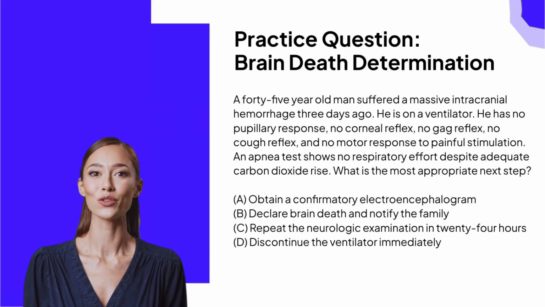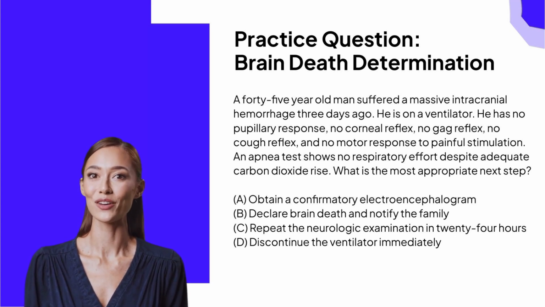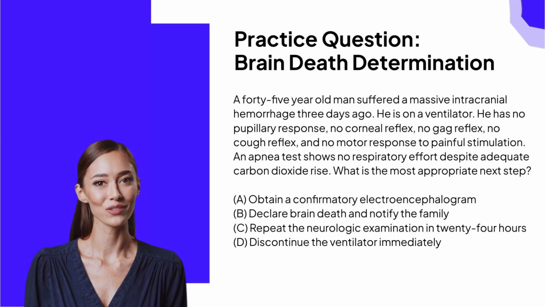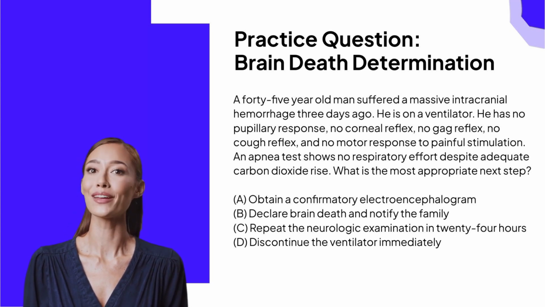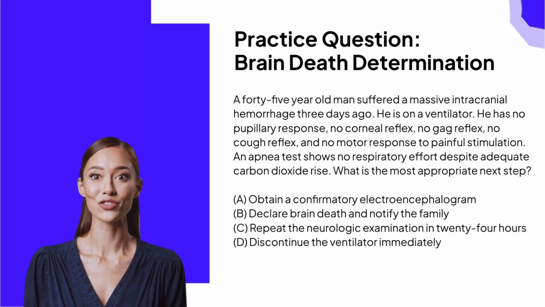A 45-year-old man suffered a massive intracranial hemorrhage 3 days ago. He is on a ventilator. He has no pupillary response, no corneal reflex, no gag reflex, no cough reflex, and no motor response to painful stimulation. An apnea test shows no respiratory effort despite adequate carbon dioxide rise. What is the most appropriate next step?